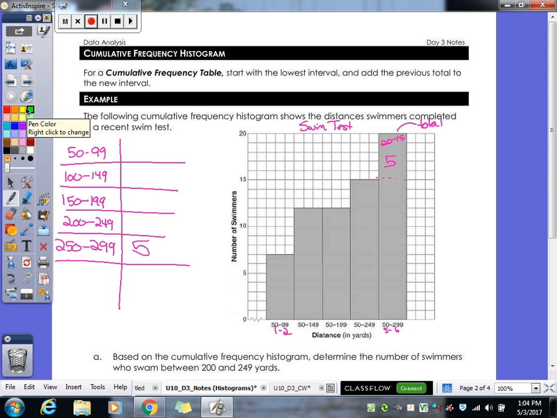Now, if I want to do this one right here, I'm going to, again, subtract out the ones that were lower than that. So if I want the 200 to 249, I'm going to subtract out all the ones before. The ones before were 12. So this is going to be 15, take away 12, which will give us 3. So 3 kids swam 200 to 249. So 4 to 5 laps. Right? This is 4 to 5 laps.